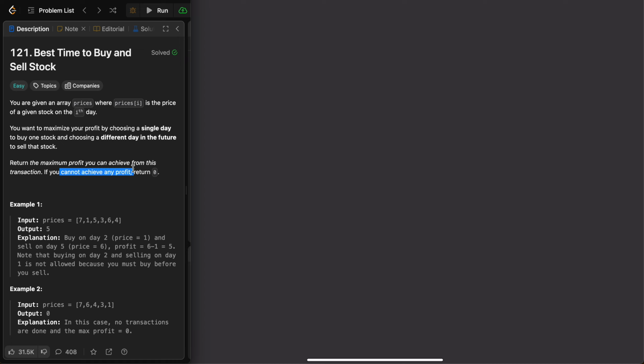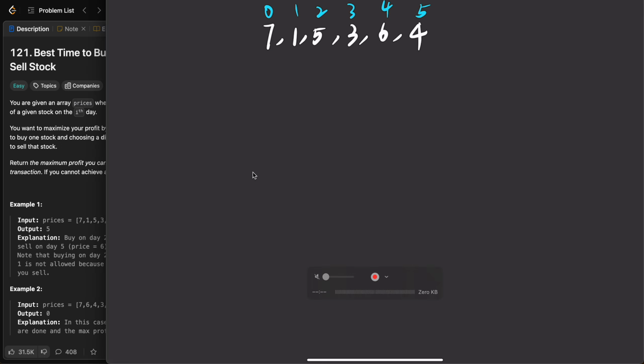We cannot achieve any profit, it means that, for example, just take the first example, 7 1 5 3 6 4, and then let's have the index. Now we start, for example, from the first day, this is our start day. When we buy the stock on the first day, the price is 7.